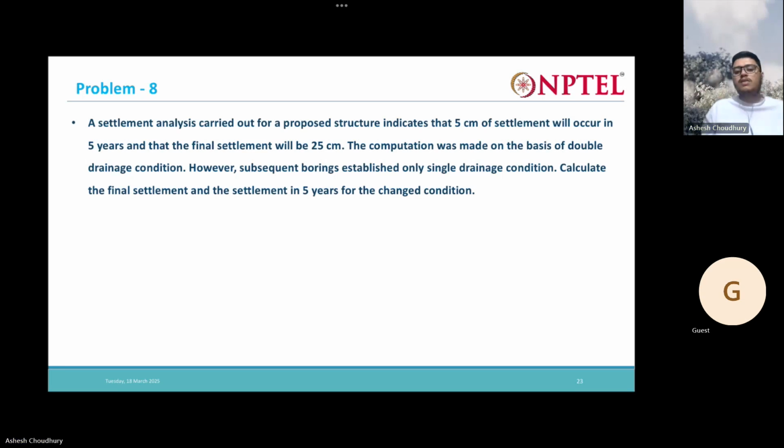The computation was made on the basis of double drainage condition. However, subsequent borings establish only single drainage condition. Calculate the final settlement and the settlement in 5 years for the changed condition. So initially the calculation was done for a double drainage condition, but finally it was found that the condition is single drainage. In that case, how much settlement will occur in the same time frame, that we need to find out. So let us do.